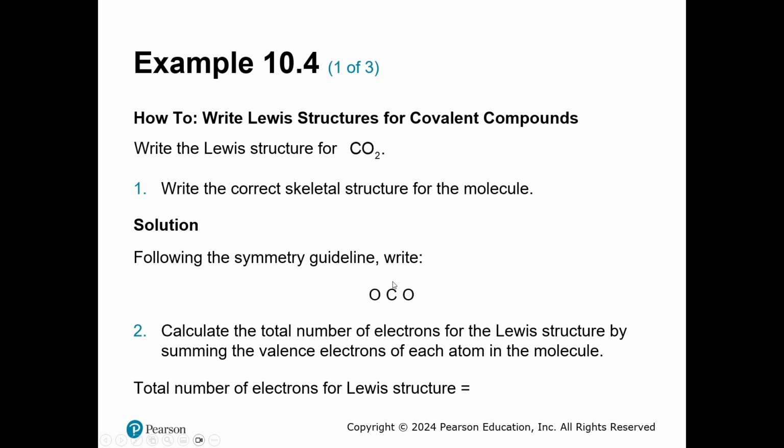Now going back to carbon with our central atom and oxygens being our evenly spaced auxiliary atoms, we want to count the total number of valence electrons. Oxygen has 6 valence electrons. We have 2 oxygens, so 12 valence electrons. Carbon has 4 valence electrons, so 12 plus 4 is 16.